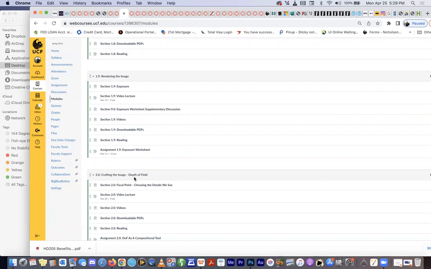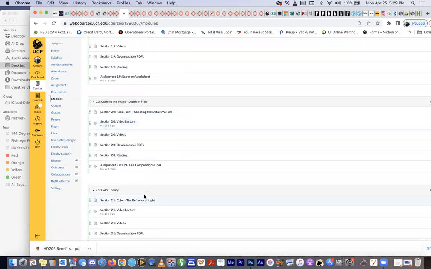I kind of talked to you about depth of field concurrently with this exposure conversation. So basically, depth of field is just how much of your image is in focus in the foreground, middle ground, and background. And that is controlled by the size of the aperture that you select in camera.